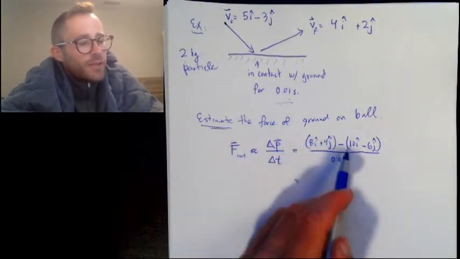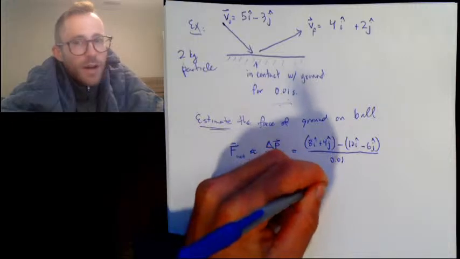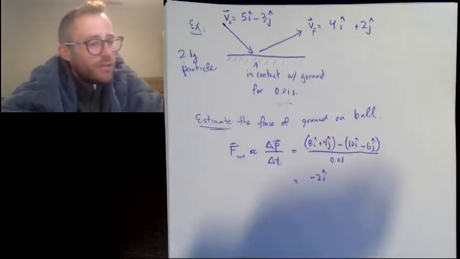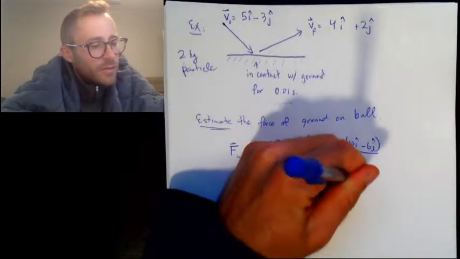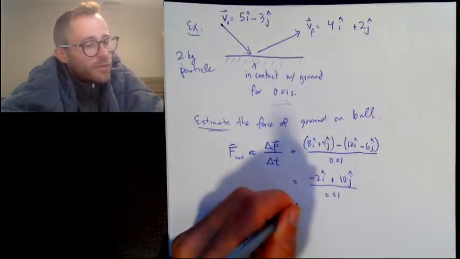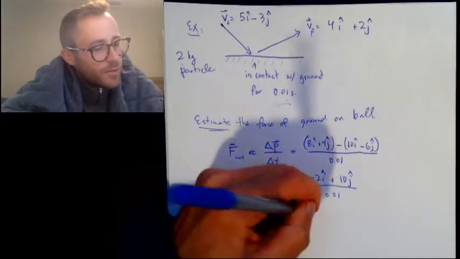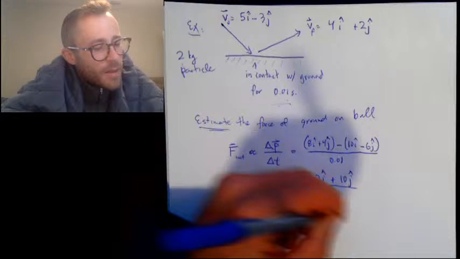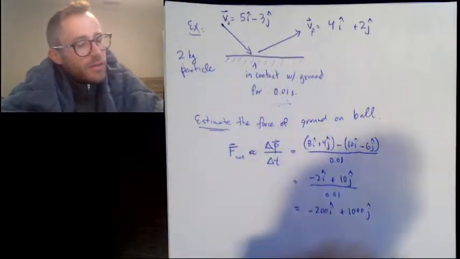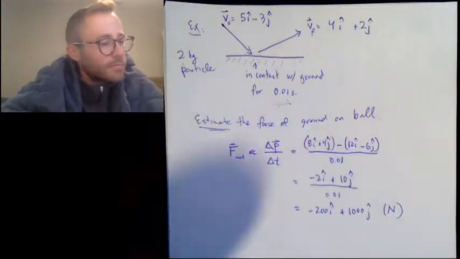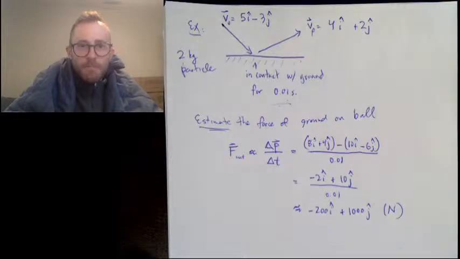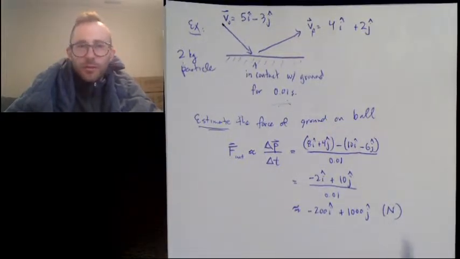So 8i minus 10i is negative 2i. 4j minus 6j is negative 2j... plus 10j. And we divide by 0.01. It's the same thing as multiplying by 100, so we have minus 200i plus 1000j in newtons. So that's our estimate for the force. All right? Okay, so those are some examples with impulse.